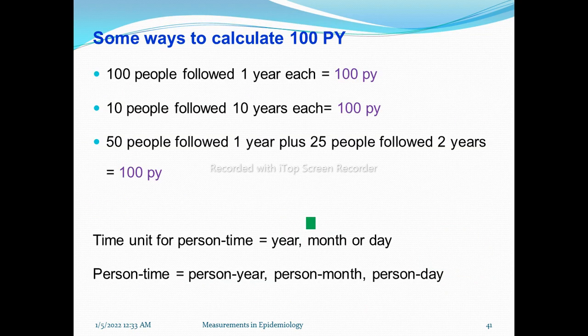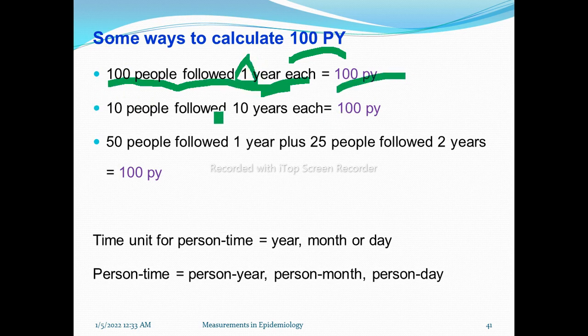There are other ways to calculate 100 person-years. For instance, 100 people followed for 1 year each. There are 100 individuals, each followed for 1 year. So 1 times 100 is 100 person-years. 10 people followed for 10 years, meaning 10 times 10 is 100 person-years. 50 people followed for 1 year, plus 25 people followed for 2 years: 1 times 50 is 50, plus 2 times 25 is 50. 50 and 50 is 100 person-years.